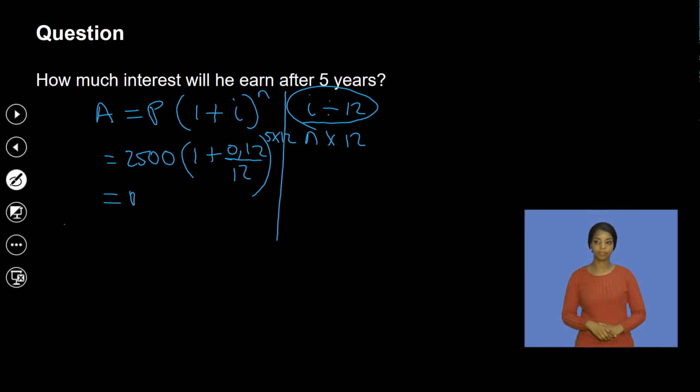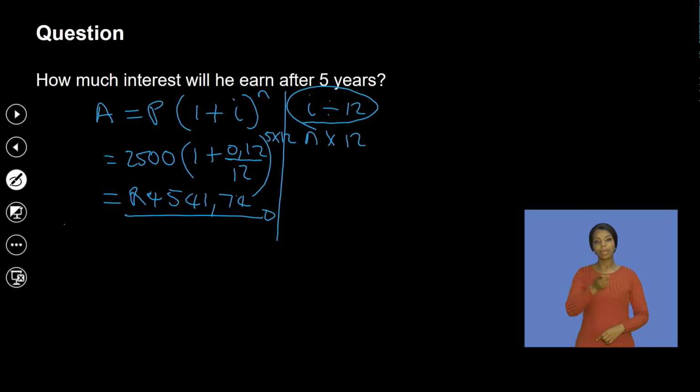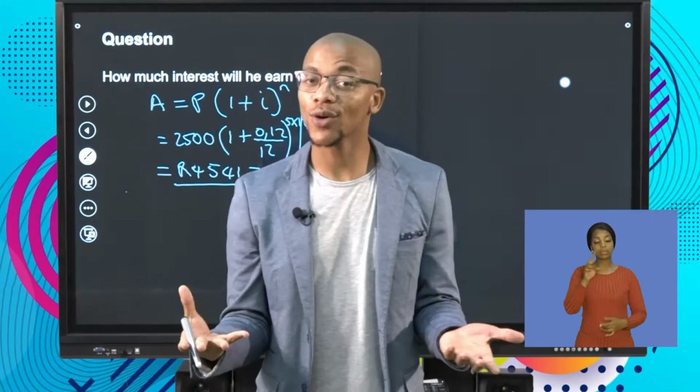So this will be equal to 4,541,74, I think. Now, as you can see here, if we go back to the previous question about Busi, who had 4,000, investing the very same amount for the same duration at the same interest rate, it was now a different growth that we're looking at. Busi's growth was simple interest, whereas Tshepo's growth is compound interest. So this tells us that compound interest will actually be the best option to choose.